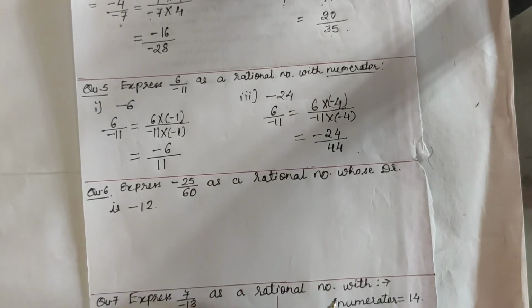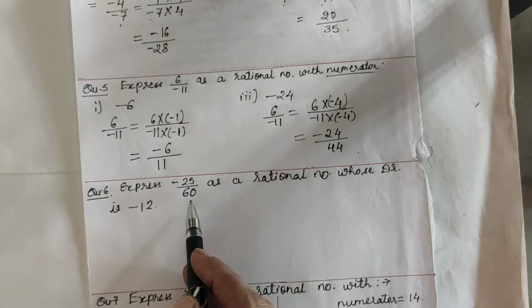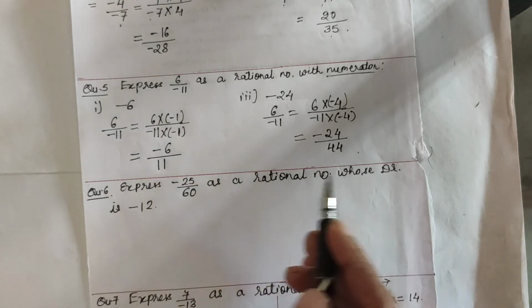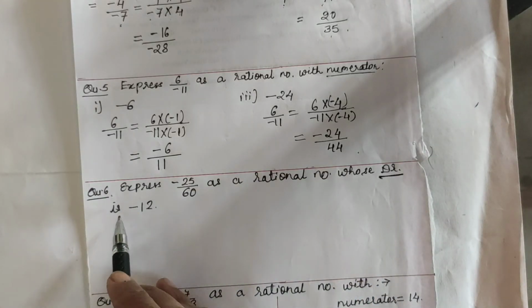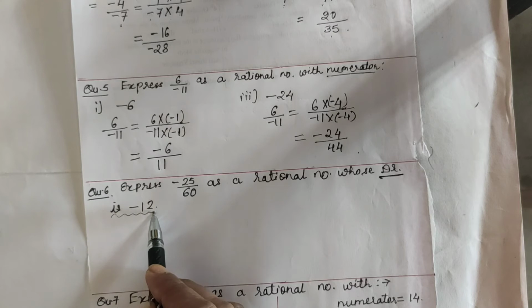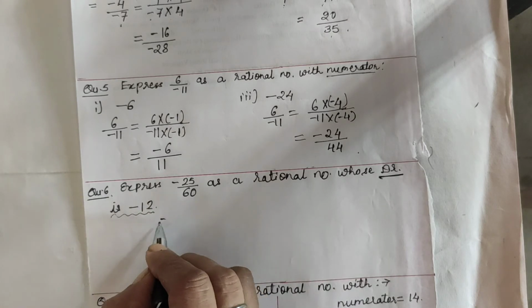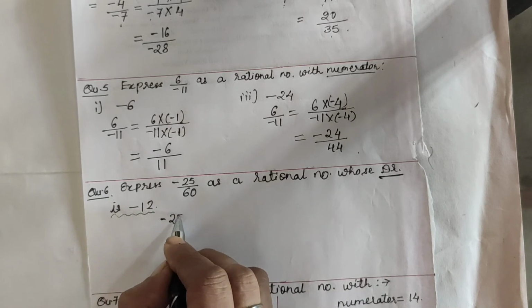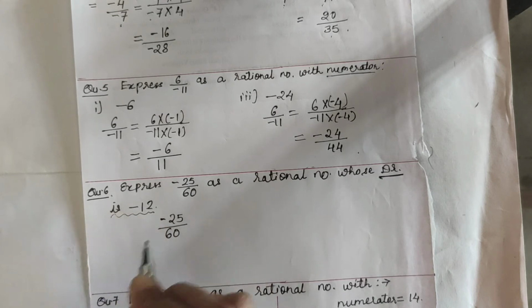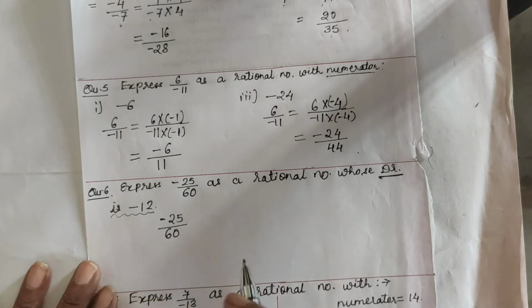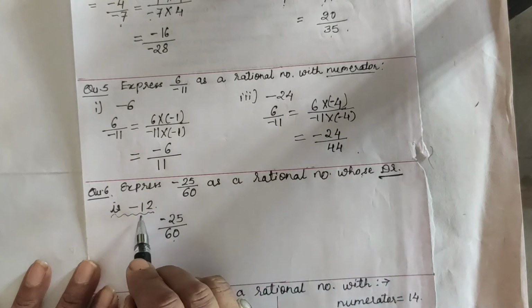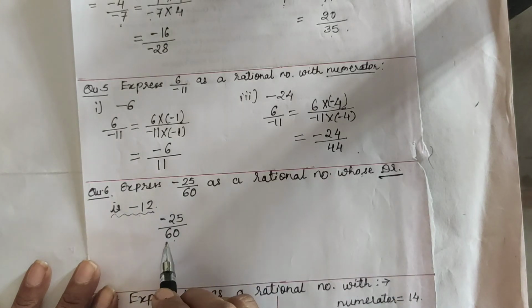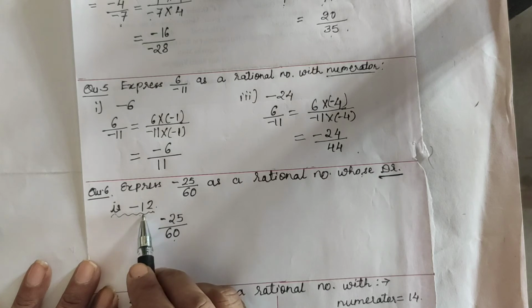Here question number 6. What is that? Express minus 25 by 60 as a rational number whose denominator is, children, minus 12. Let's see this also. The given rational number, first you will write minus 25 by 60. Okay. Now see children, here the denominator is 60 and you want the denominator as minus 12. It means the number is decreasing from 60 to minus 12.